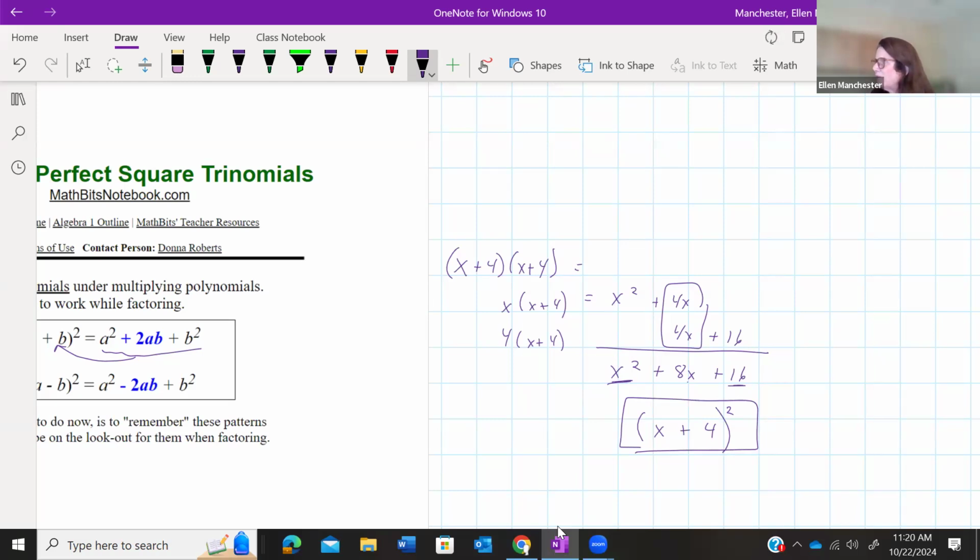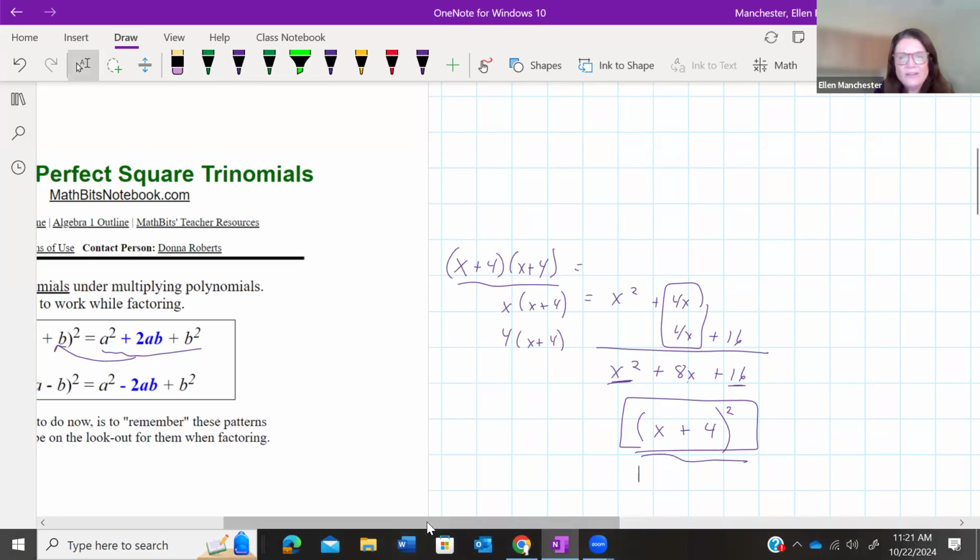Okay, and the reason why I double it is because I end up with 2 of them, 2 of the outside and the inside. Okay, so remember this and this is the same thing. X plus 4 times x plus 4 is the same as x plus 4 squared.